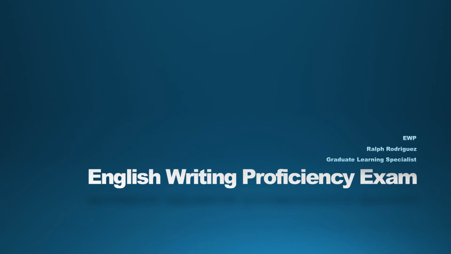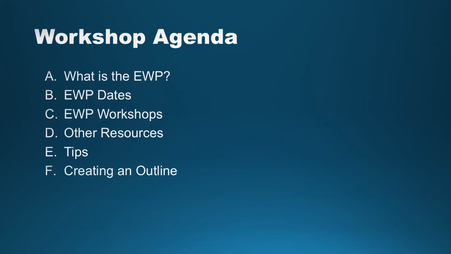English Writing Proficiency Exam. In this workshop, we're going to cover 6 major sections. Number 1, what is the EWP? Number 2, the EWP dates. Number 3, EWP workshops. Number 4, other resources. Number 5, tips. And number 6, creating an outline.